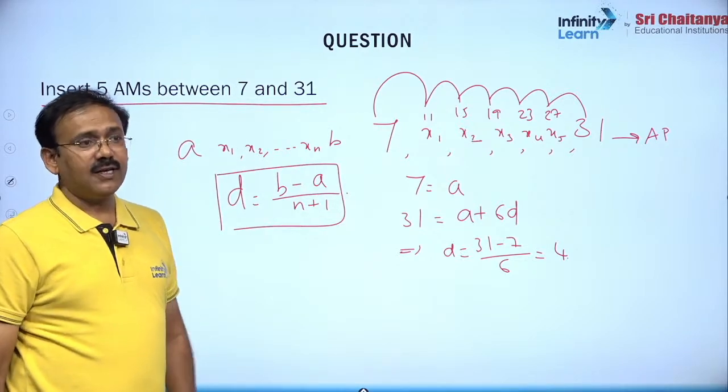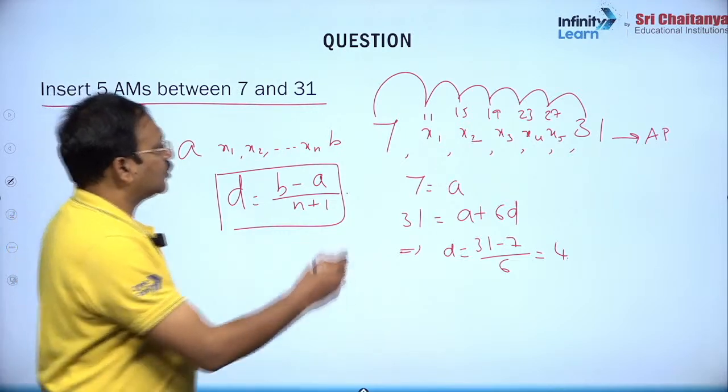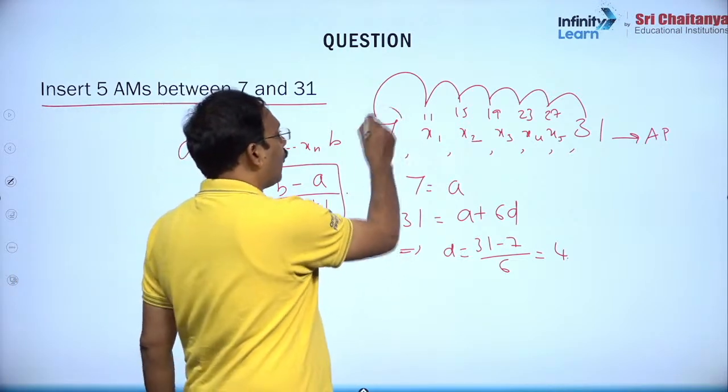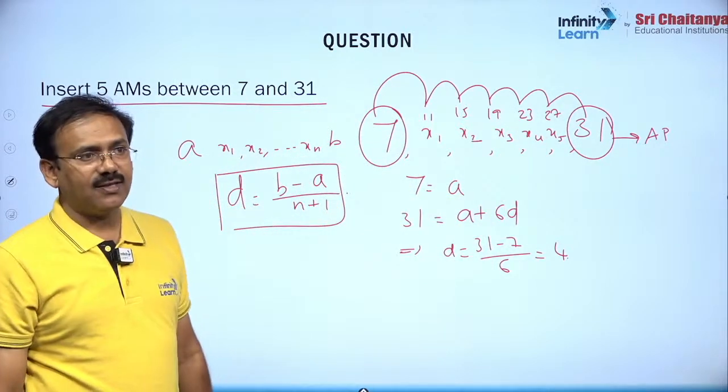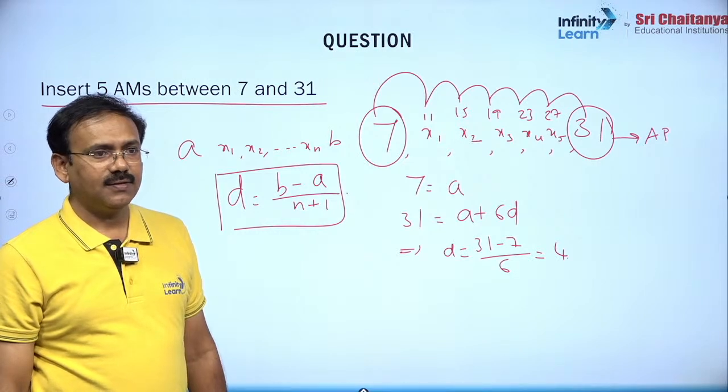Suppose, my dear friends, can somebody help me to find this? The question is like this: how to find the sum of the 5 arithmetic means inserted between 7 and 31?